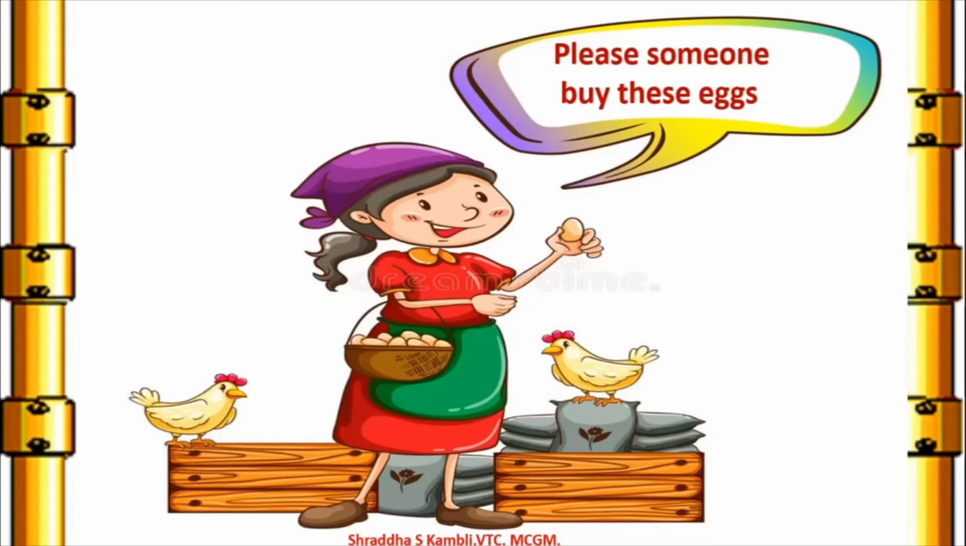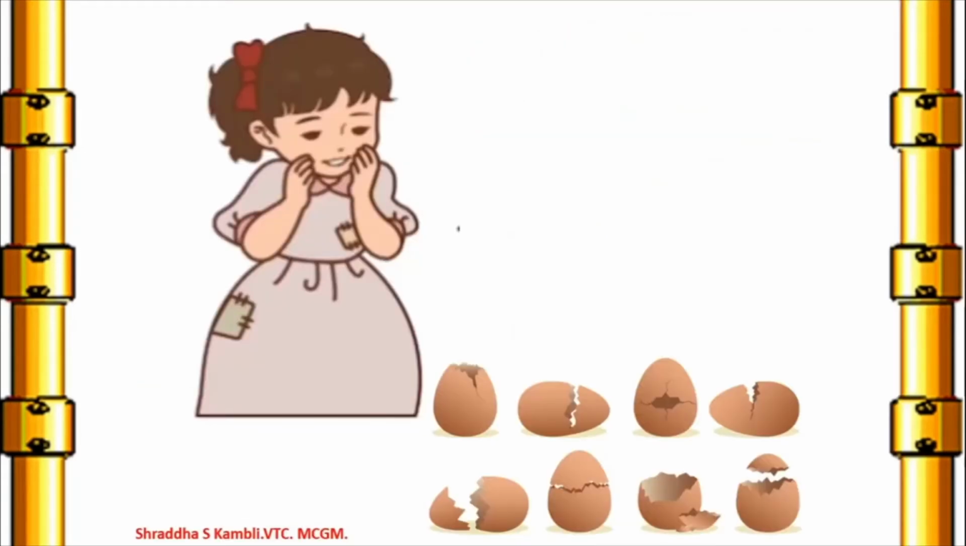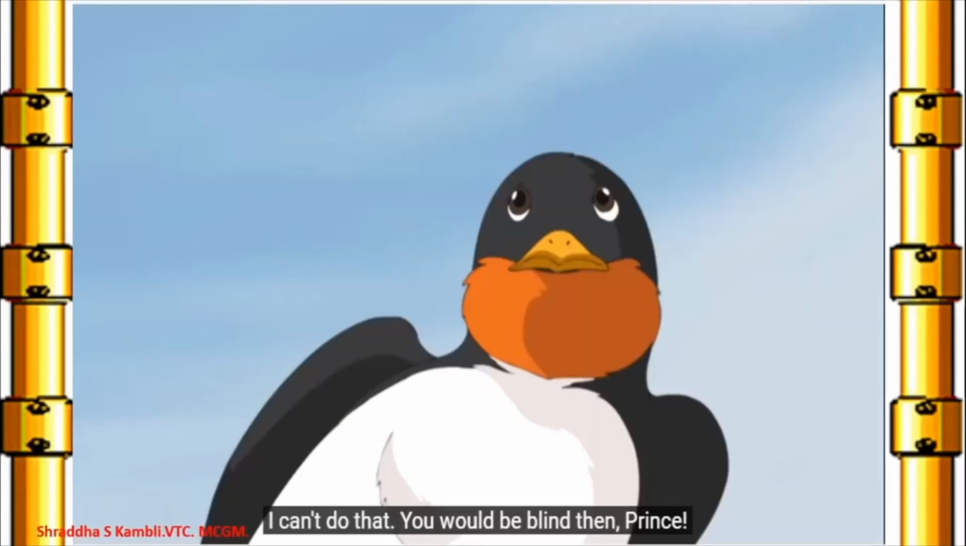Because broken eggs no one will buy, isn't it? So the prince now wants the swallow to give this girl his other eye also. Now the swallow gets very upset. See, all the eggs are broken and the poor girl is very, very sad now. She doesn't know how to go home and how to face her father.